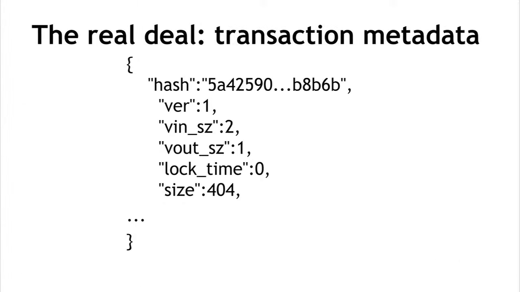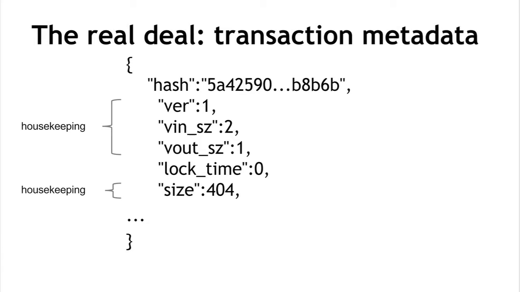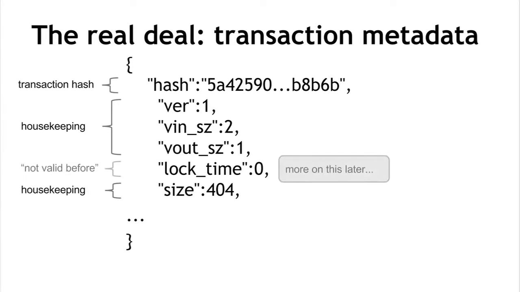So we'll start with the metadata. There's some housekeeping information, which is the size of the transaction, the number of inputs, and the number of outputs. Pretty straightforward stuff. There's the hash of the entire transaction, which, as I said, will serve as a unique ID for the transaction to let us do hash pointers. And then there's this funny lock time parameter, which I'll come back to later.